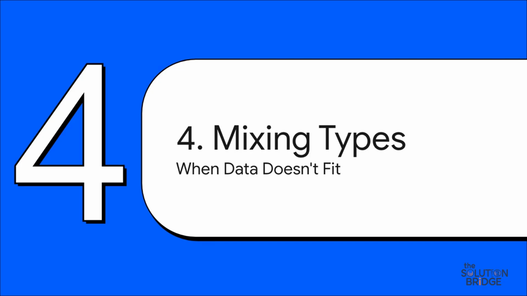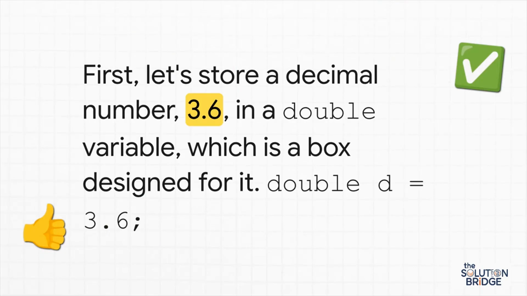What happens when our recipe, our expression, starts mixing different types of data? What happens if you try to pour the data from a big box that's happy with decimals into a little box that only wants whole numbers? Let's set up a quick example. We'll create one of those double variables, our box that's designed specifically for decimal numbers, and we'll just store the value 3.6 in there. So far, everything is fine and dandy.